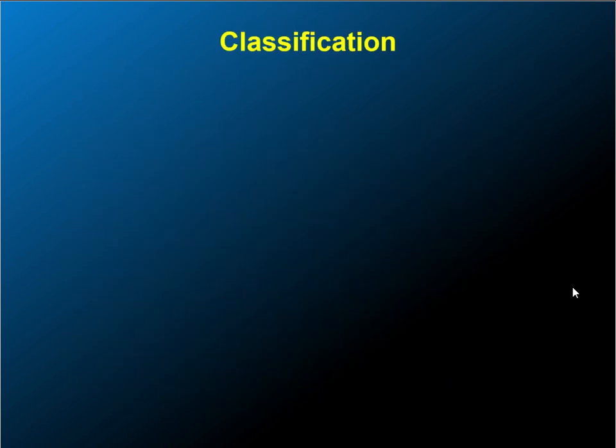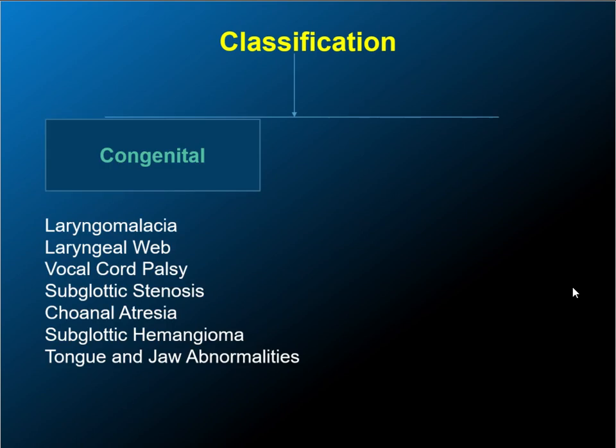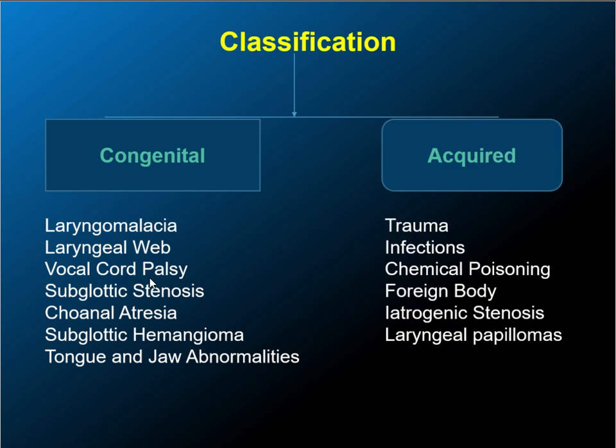Now, causes of stridor can be classified according to their presentation. If they are present since birth, they are termed as congenital causes, namely laryngomalacia, laryngeal web, vocal cord palsy, subglottic stenosis, and others. If they are acquired later, they can be due to trauma, infections, chemical poisoning, or foreign bodies, etc.